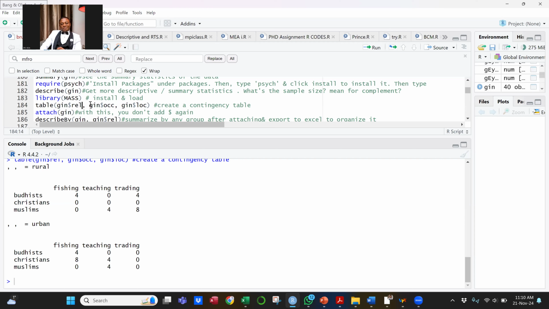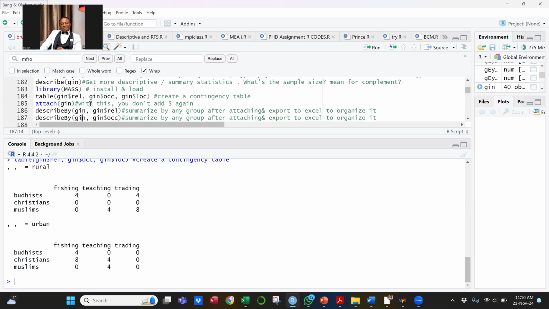Okay. Like I said, don't use the attach. And remember, anytime you use attach, you have to later detach before you close your R. Anytime you use your attach, you have to do detach before you close your R. Don't forget that.